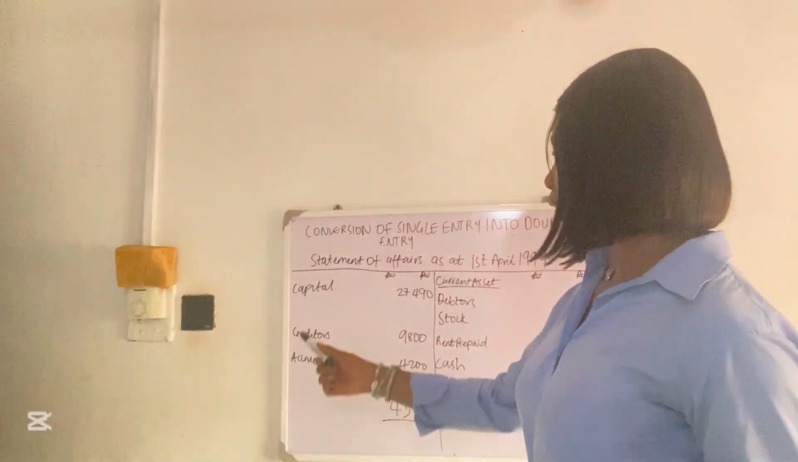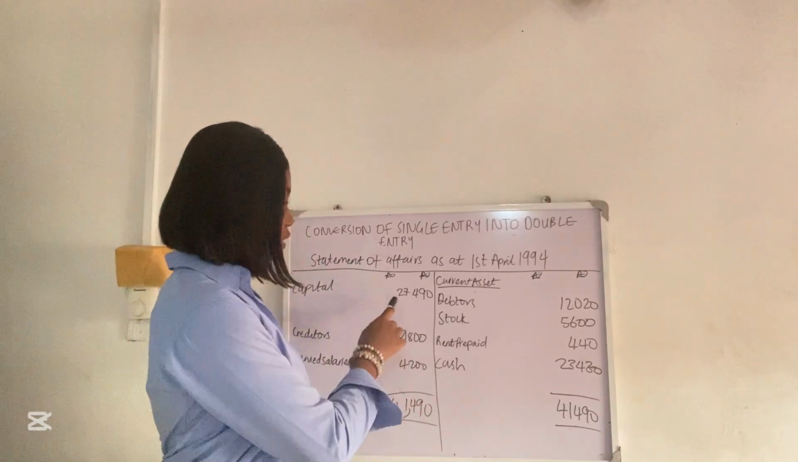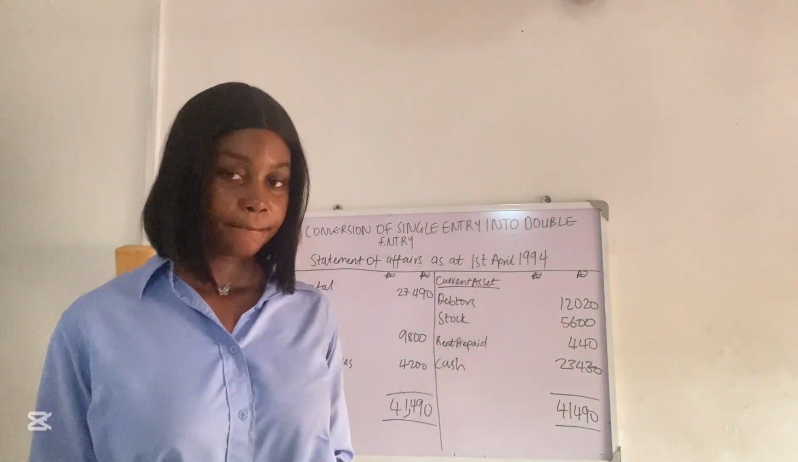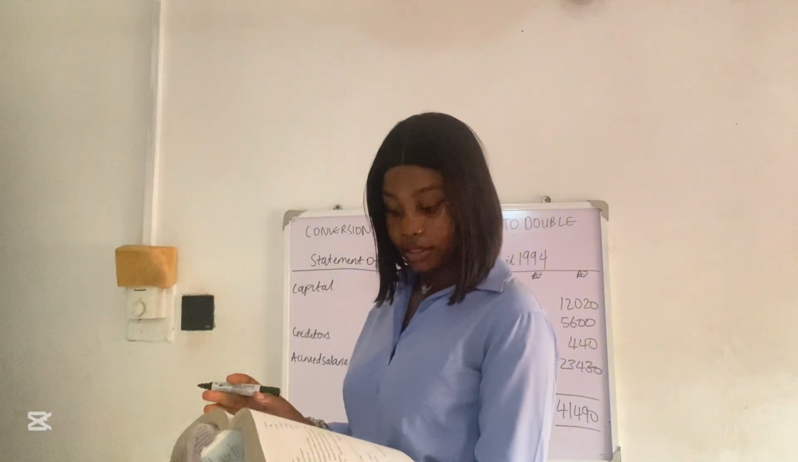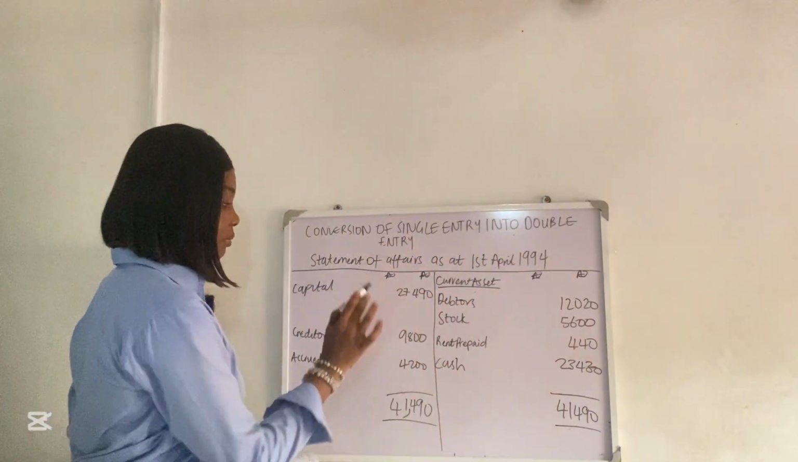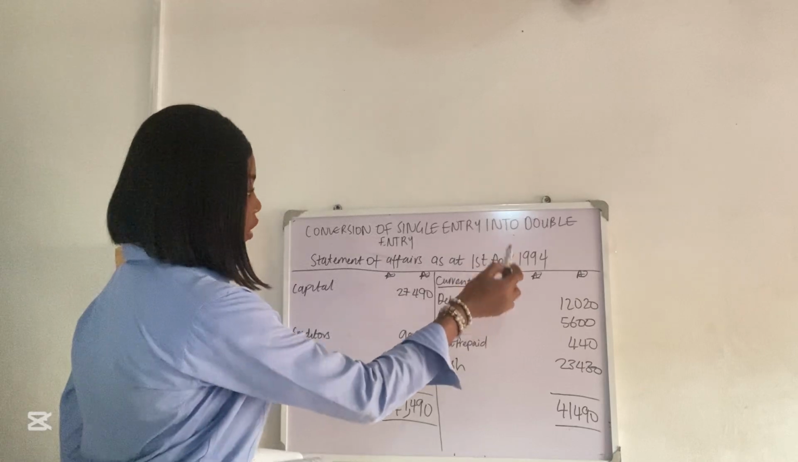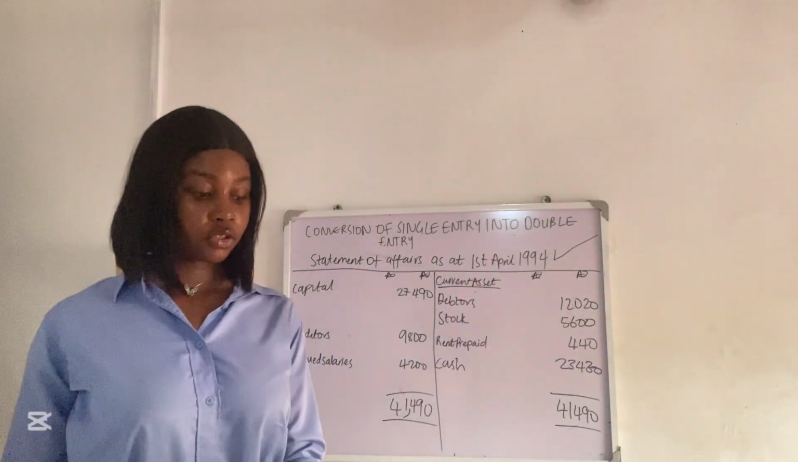What we've ascertained now is our capital. The difference between these two sides is 27,490. So now we've gotten our opening capital. So the next thing, they said we should prepare our statement of affairs, and we've done our statement of affairs as at 1st April 1994. So this is ticked out. Now let's solve the next question.